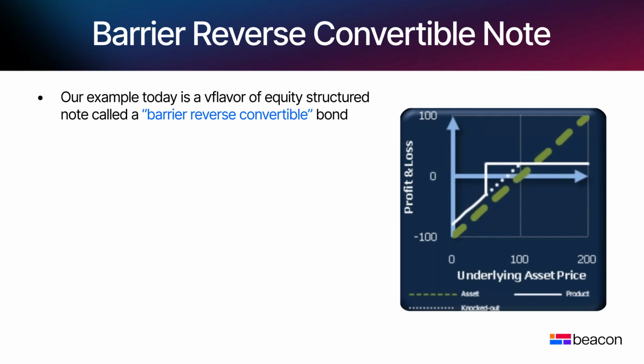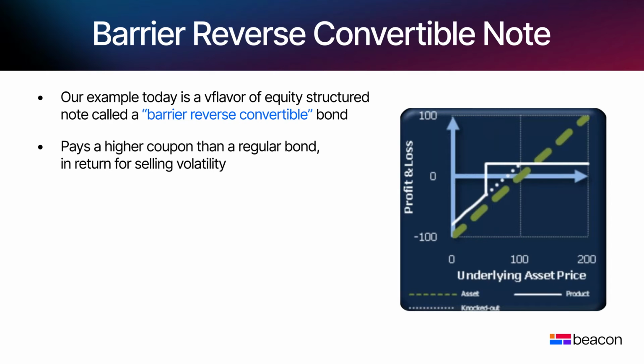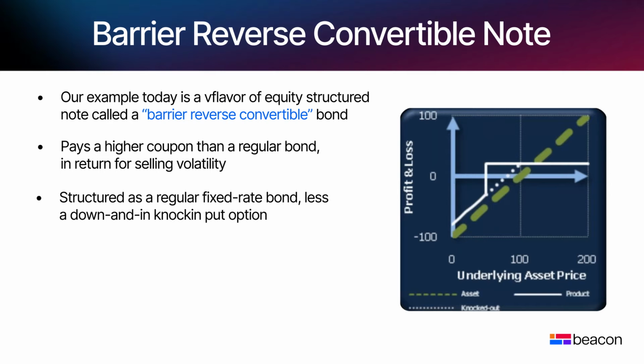So the instrument we're going to build today is called the Barrier Reverse Convertible Note. It's a flavor of equity structured note. Basically, it is a kind of fixed rate bond. It has a fixed coupon. So there's a bunch of fixed rate coupons and then principal repayment. And typically, you get higher coupons in these kinds of bonds, these barrier reverse convertible notes, than you get in a regular fixed rate bond because the buyer is selling volatility. Basically, it looks kind of like a regular fixed rate bond less a down and in knock-in put option.